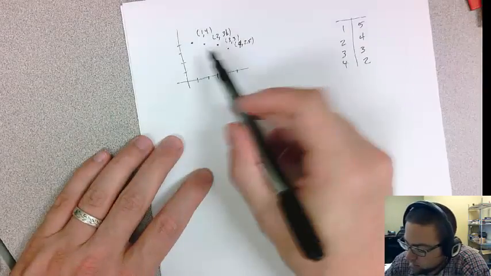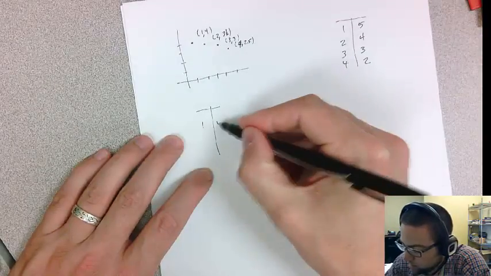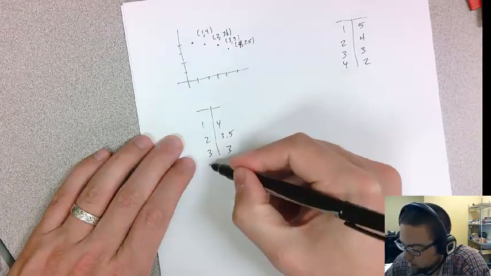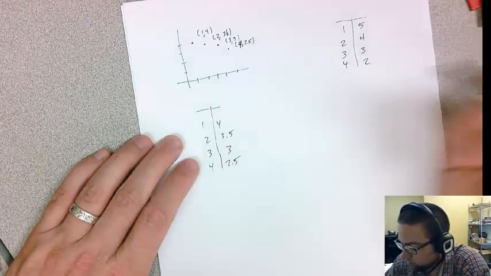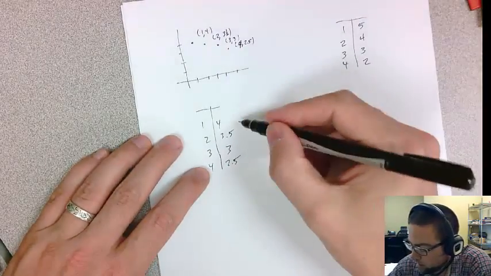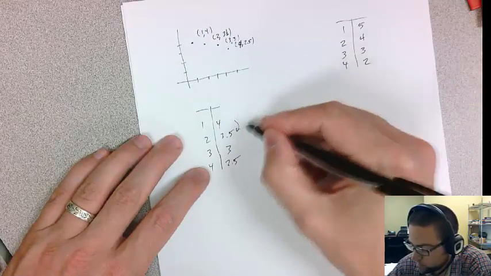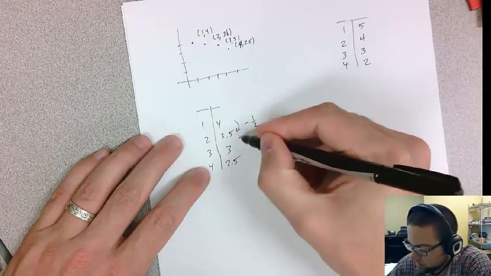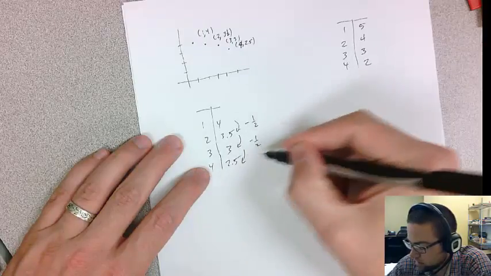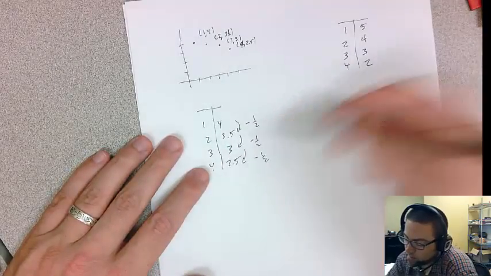Alright, so let's make a table of values for this one. At step 1, it's 4, at step 2, it's 3.5, at step 3, it's 3, and at step 4, it's 2.5. I can tell right now that these are not the same function. What is the rate of change? It decreased by 1/2, so this is minus 1/2, and here it's also taking away 1/2. So this is a linear function, minus 1/2 each time. The multiplier is minus 1/2.